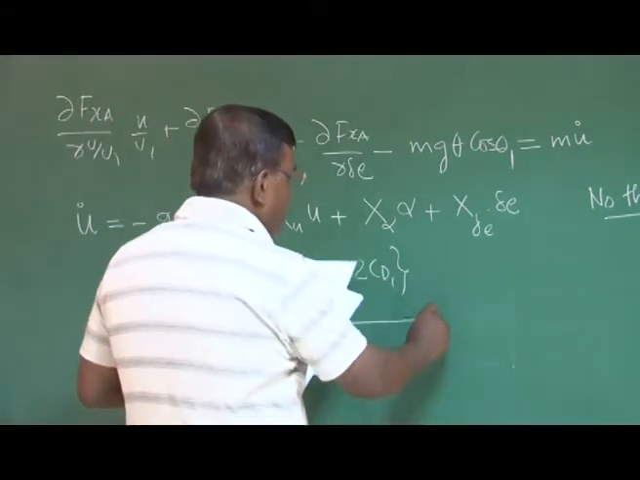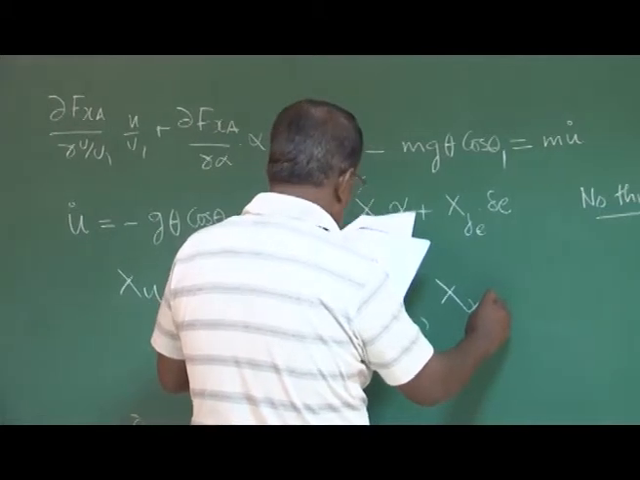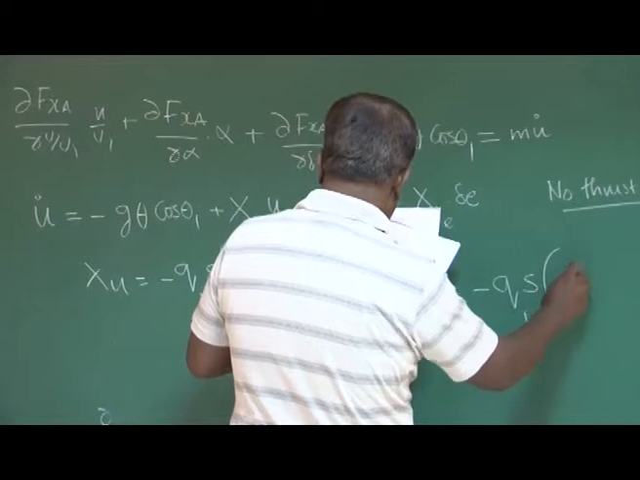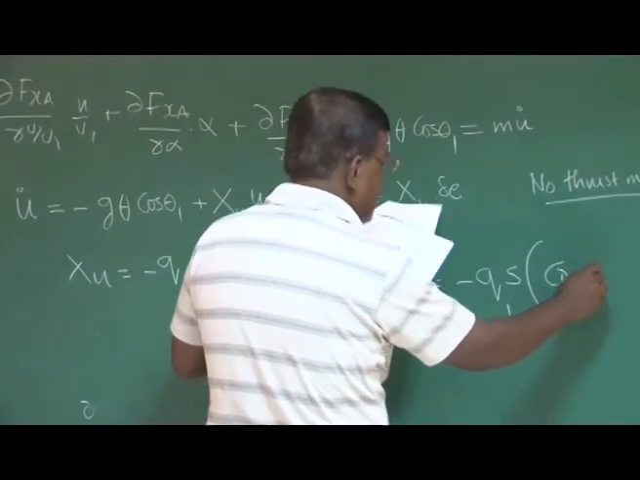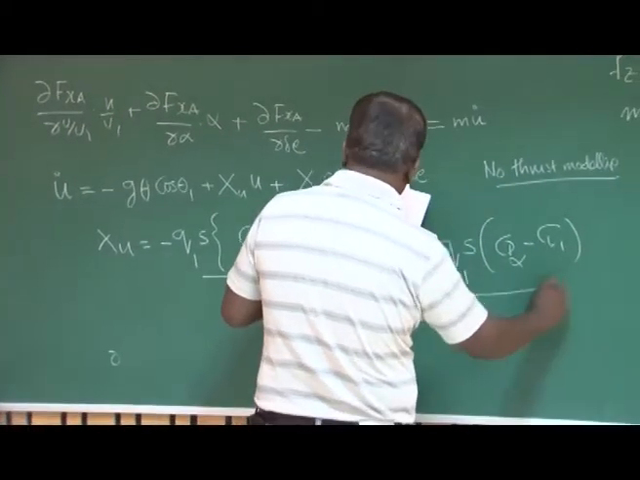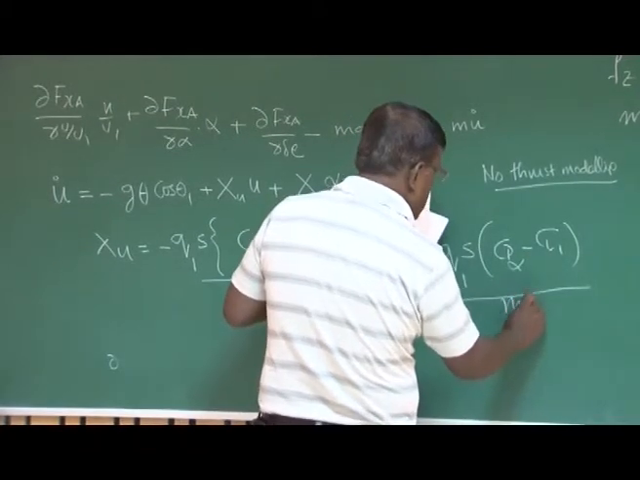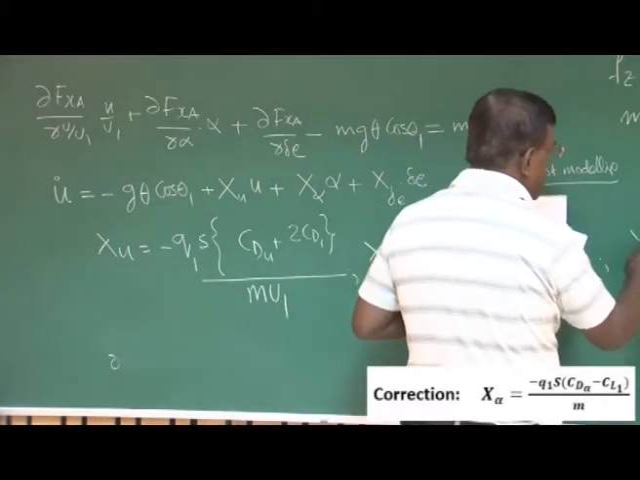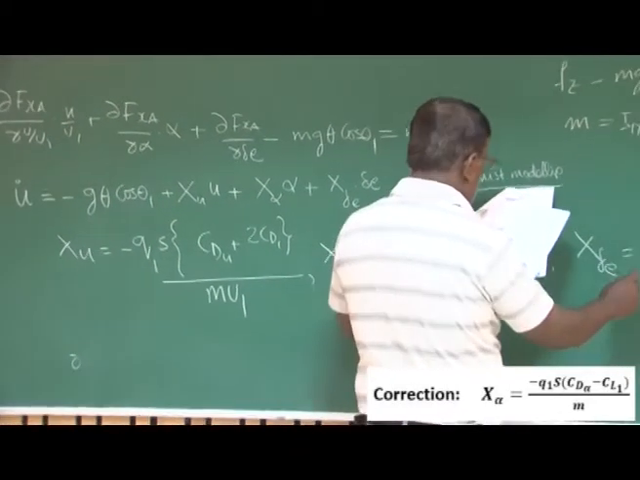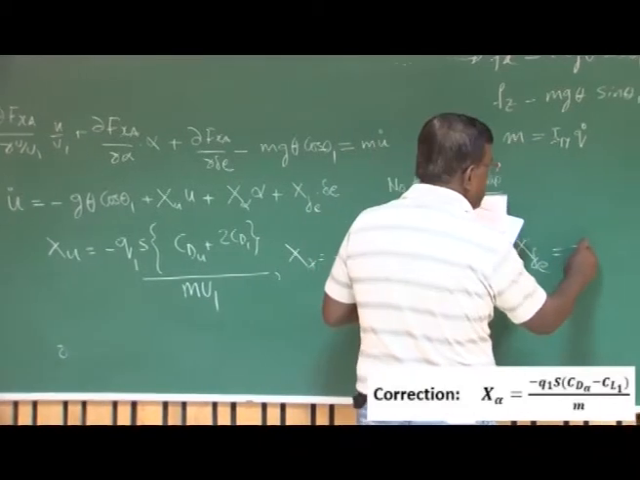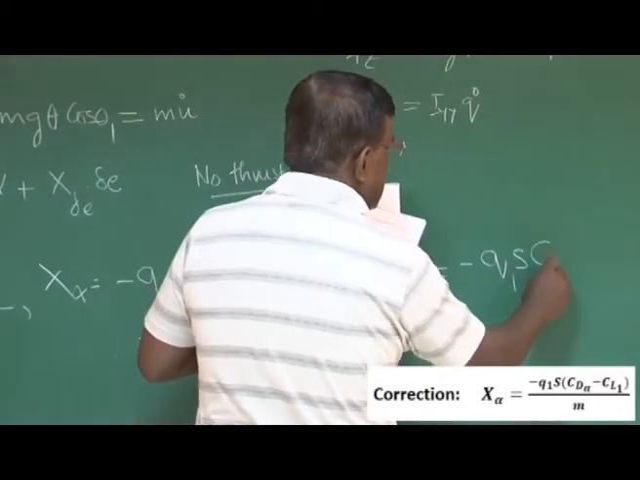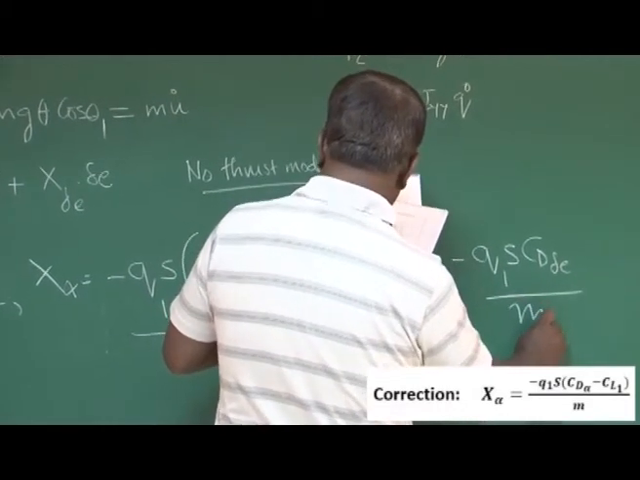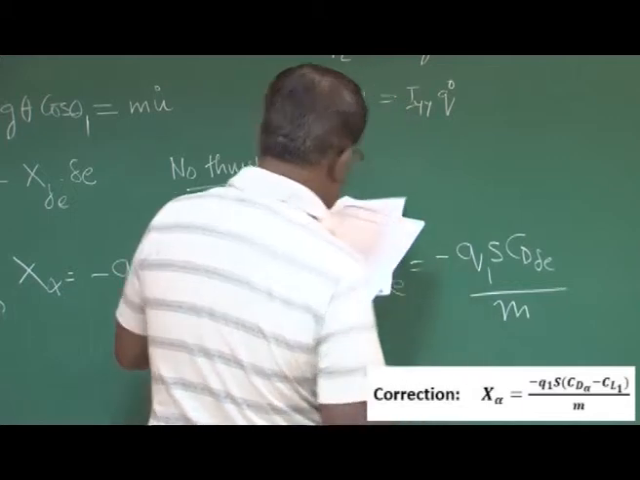Once you know Xu, similarly X alpha will be equal to minus q1 S (CD alpha minus CL1) divided by m u1, and X delta E will be equal to minus q1 S CD delta E by m. That's all.